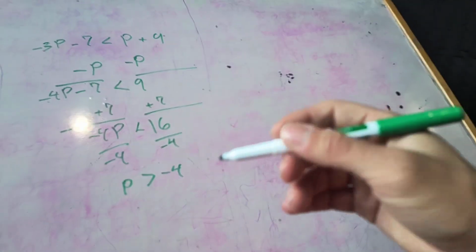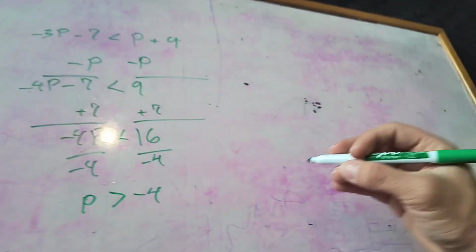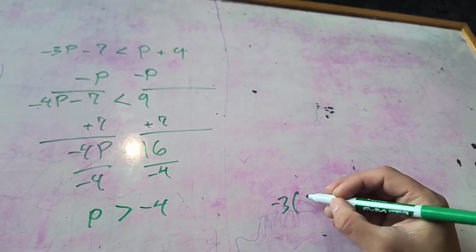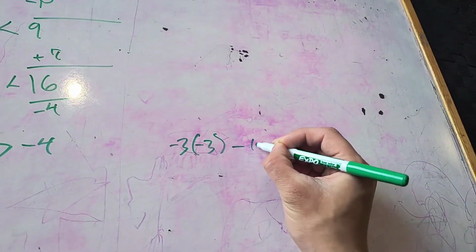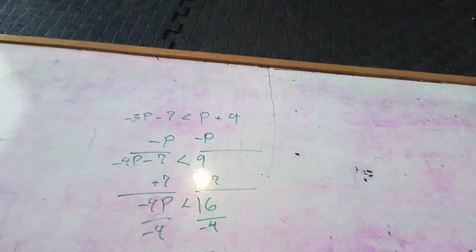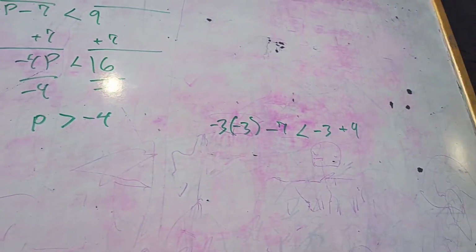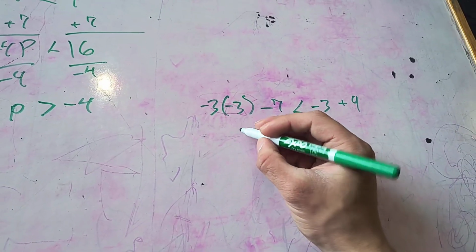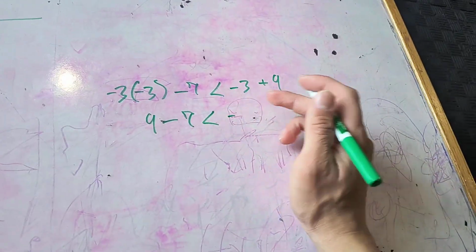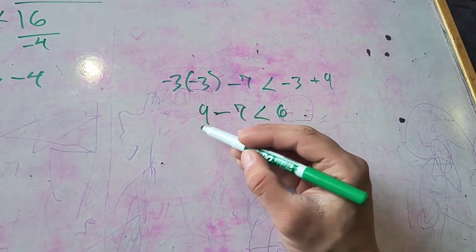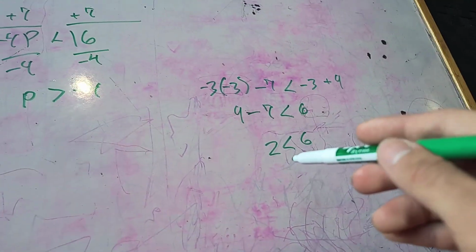So if we try this, let's say negative 3, if we were to replace p in this equation with negative 3, we would have negative 3 times negative 3 minus 7 is less than p, or negative 3, plus 9. Well, negative 3 times negative 3 is 9, and this is 9 minus 7 is less than negative 3 plus 9 is 6. So 9 minus 7 is equal to 2. So this is true. This holds true.